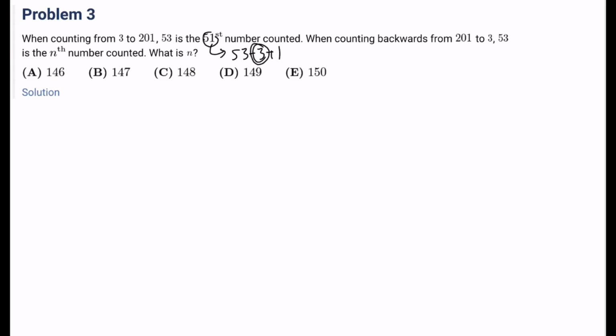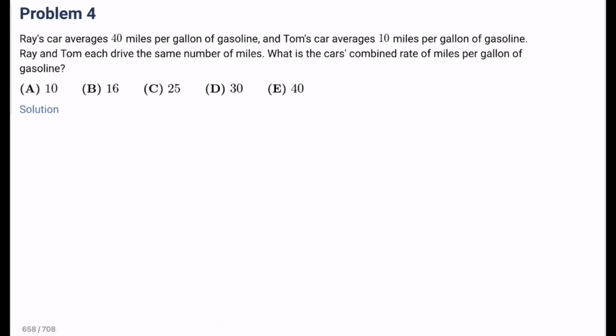Okay, since 53 is the 51st number counted, this comes from 53 minus 3 plus 1. The 3 is because we start from 3. Same thing here, we count backwards from 201 to 3, and we want the nth number when it's 53. So this is going to be 201 minus 53 plus 1, which is 202 minus 53 equals 149, and that's our answer, it's D.